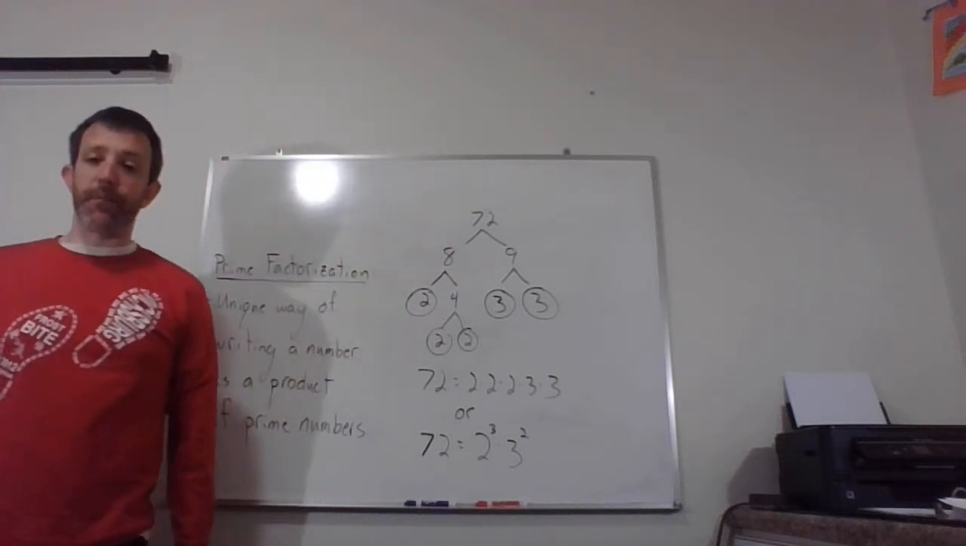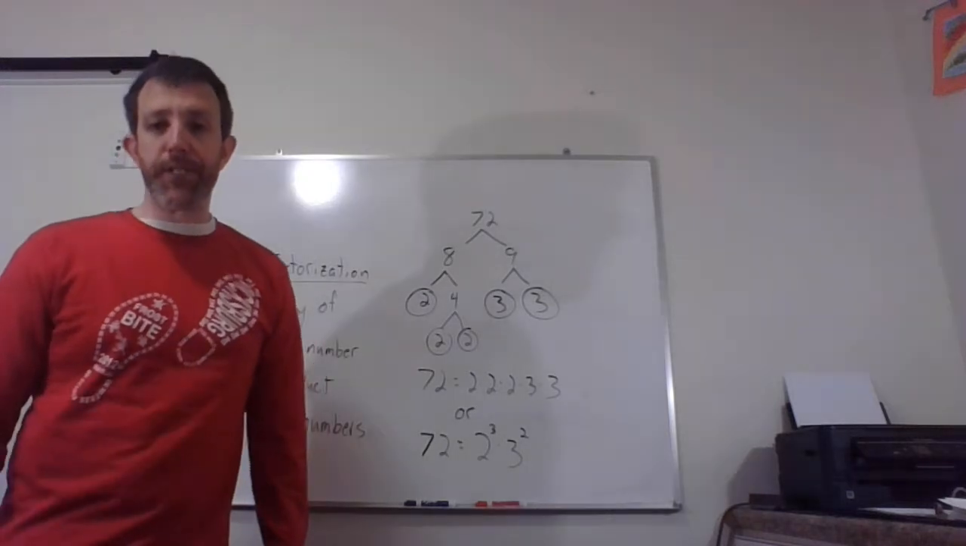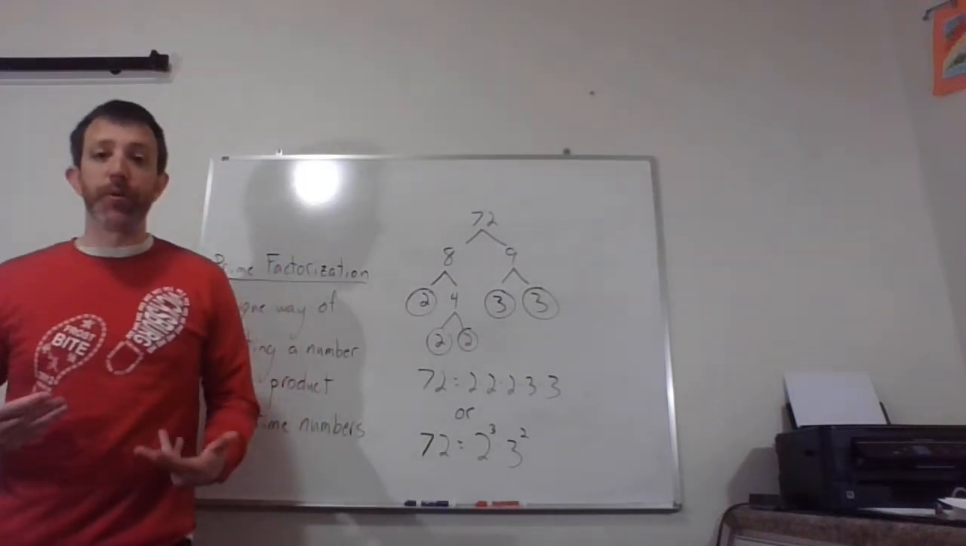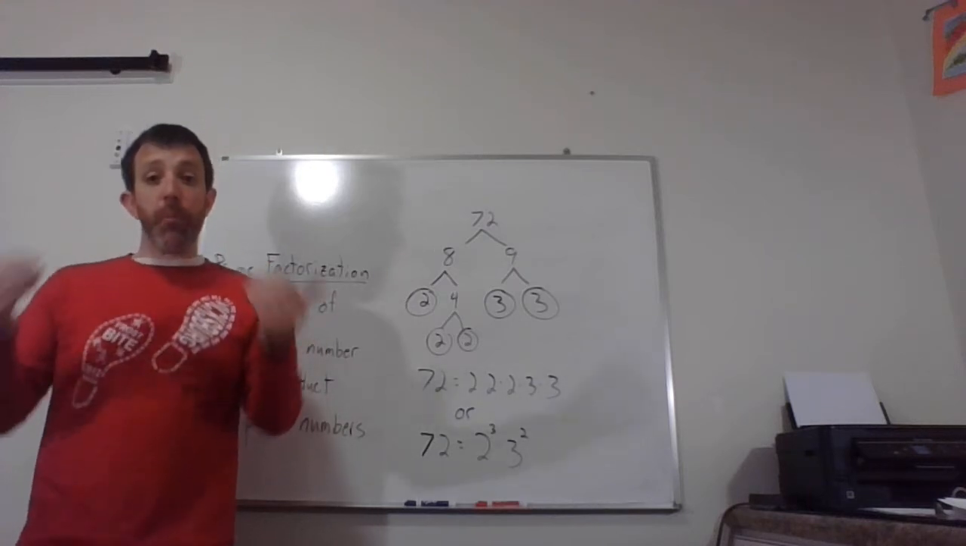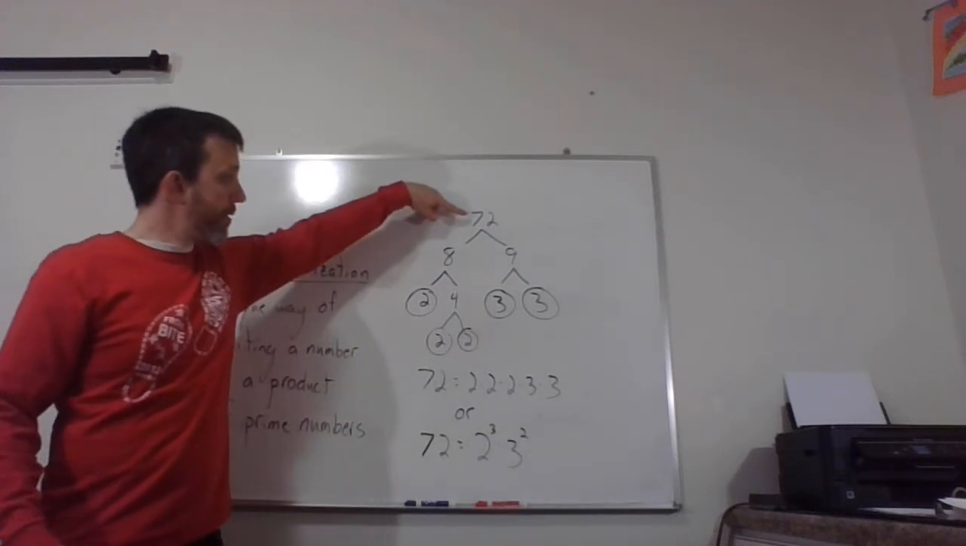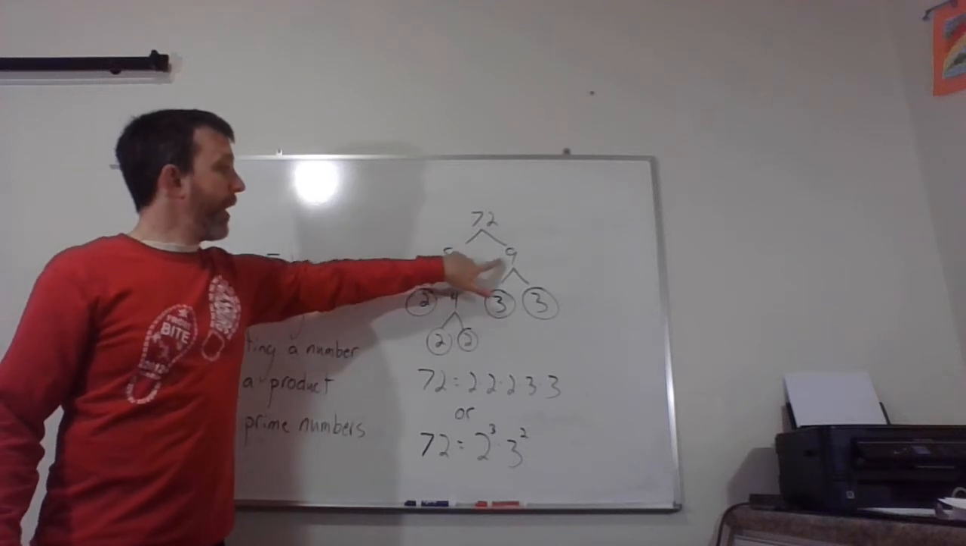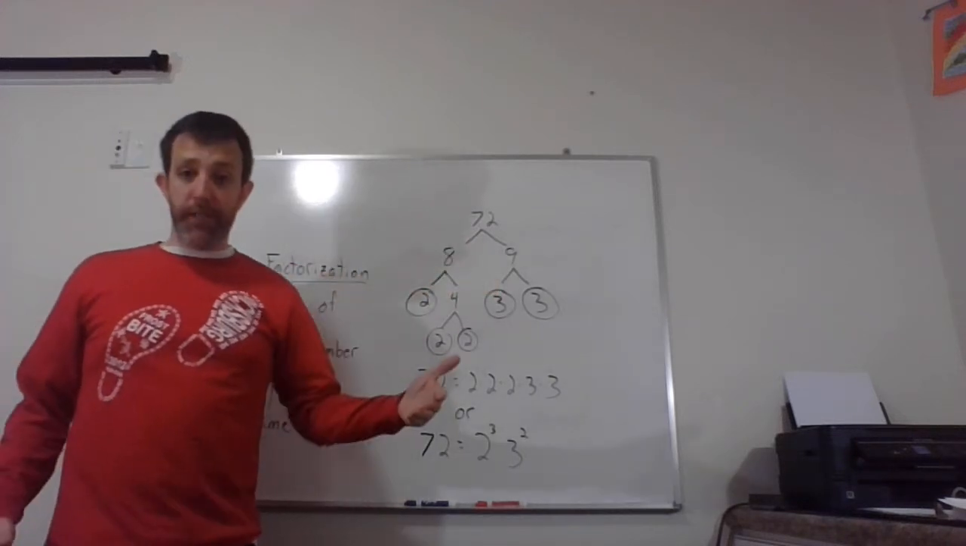So I have an example here that I'm going to walk you through with the number 72. What we're going to do is keep breaking our number up into numbers that will multiply to be that number. So with 72, I started with 8 and 9. 8 times 9 is 72.